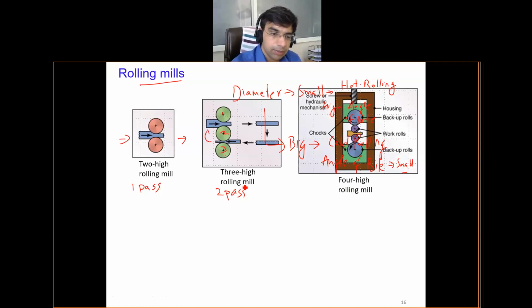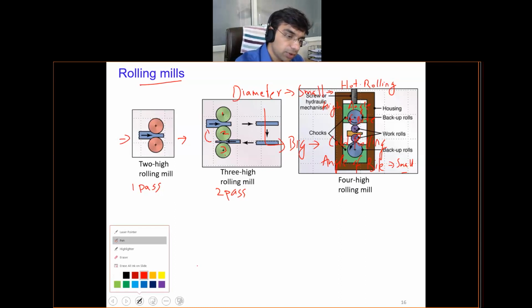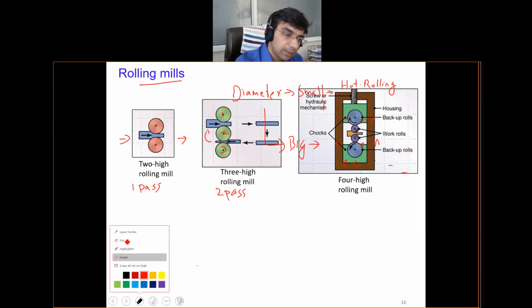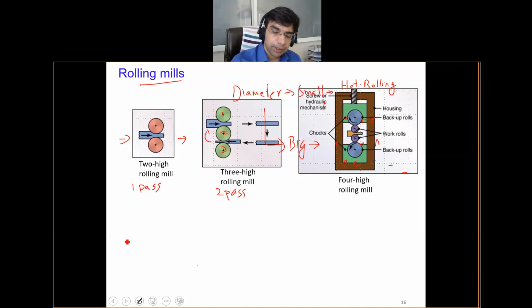So in the four high rolling mills, what is there? There are four rolls, in which the rolling is essentially done by the smaller rolls, which are supported by the bigger rolls in the housing. Those are also known as the backup rolls, and this type of four high rolling mill is very popular when you need a very high draft, meaning when you need a very significant reduction in the thickness.